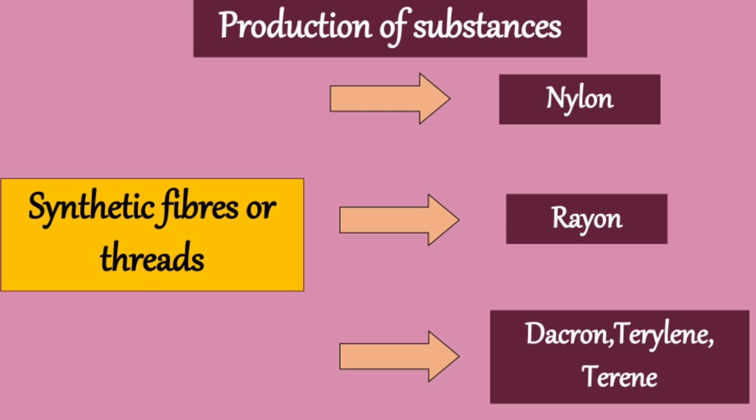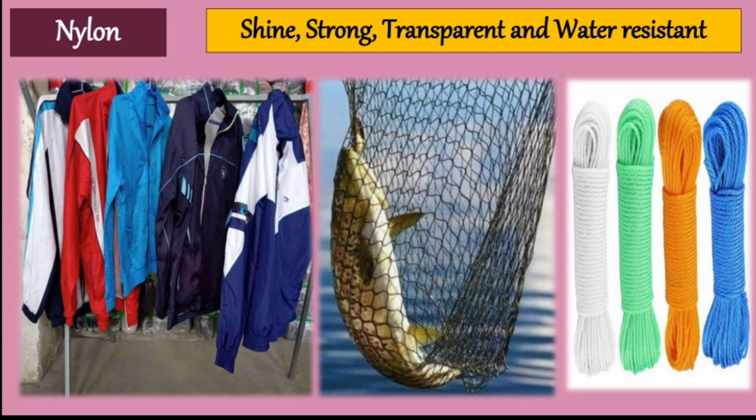Let's see all of this in detail. First one is nylon. Where was it invented? It was invented in New York and London. Therefore, the initials NY of New York and LON from London were combined to name it NYLON, that is nylon. Nylon threads have a shine and are very strong. They are transparent and water resistant too. They are used to manufacture many clothes, fishing nets, ropes, etc.